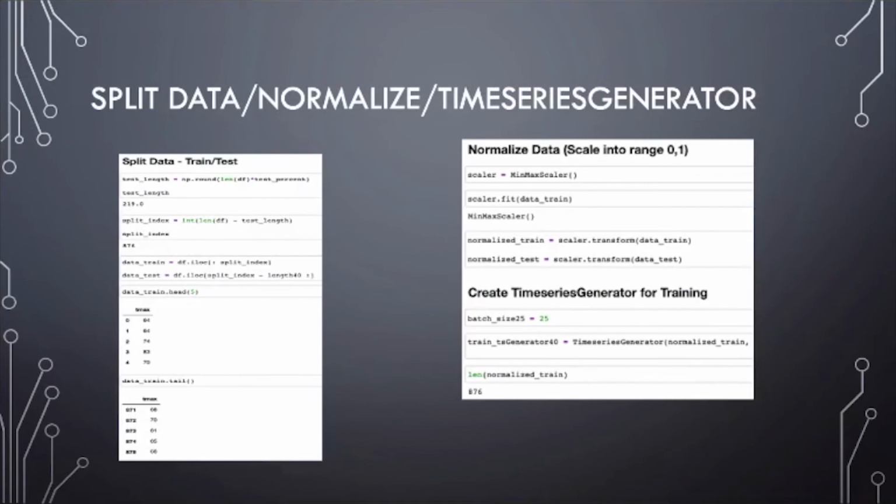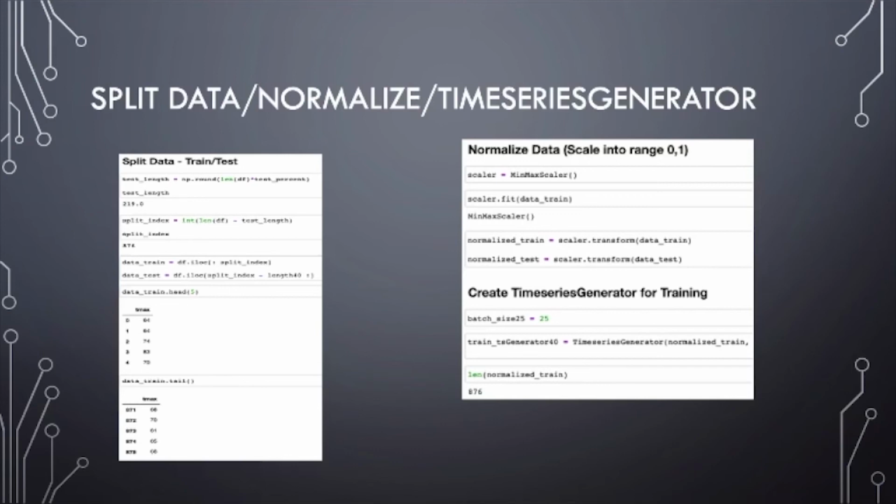The next step in this process is we're going to split the data, normalize it, and then use the time series generator. Splitting the data is very important, and we did it in our last model. We're going to split it into two sections. One will be train and one will be test. To do this, we're going to use a 20% split rate on our whole data set.